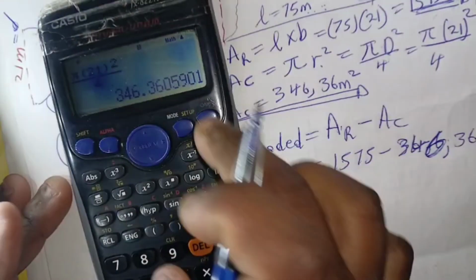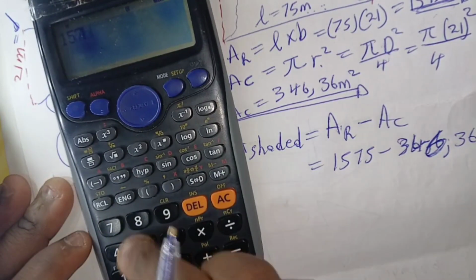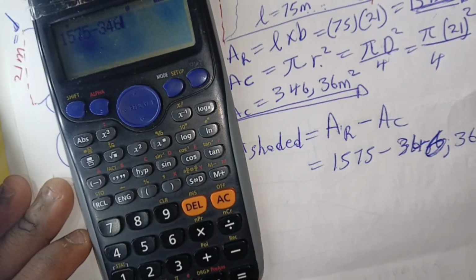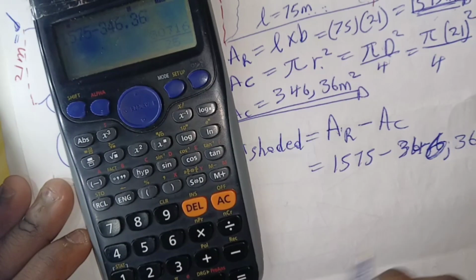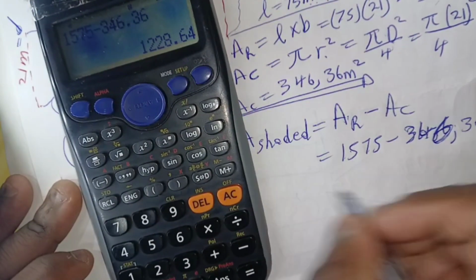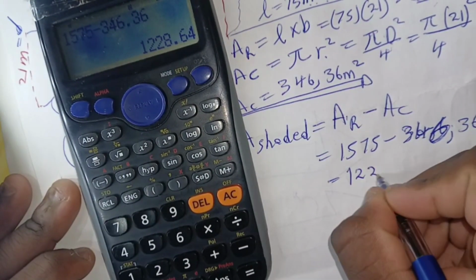So okay, now when I subtract there, it would be 1575 minus 346.3. Yeah, so SD. So the answer that I got is this one.